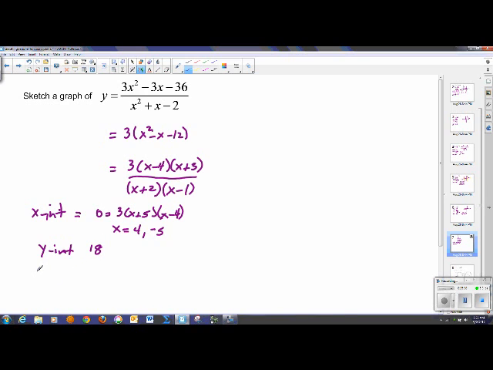My vertical asymptotes, I set the denominator equal to 0. Notice, if my denominator is equal to 0, I get negative 2 and 1 as vertical asymptotes. And for my horizontal, all I really need to do is look at the degrees. They happen to match. Therefore, I use the leading coefficients and divide those. 3 divided by 1 is 3. So we're going to come up here.